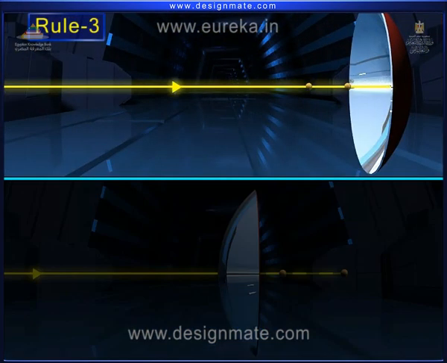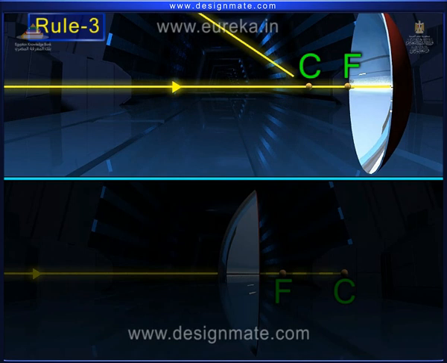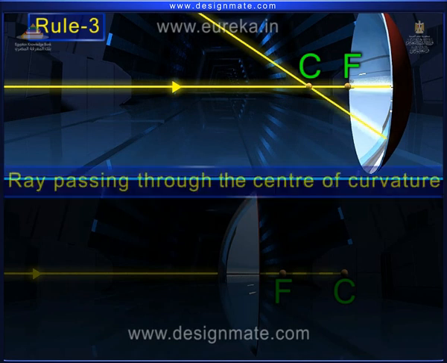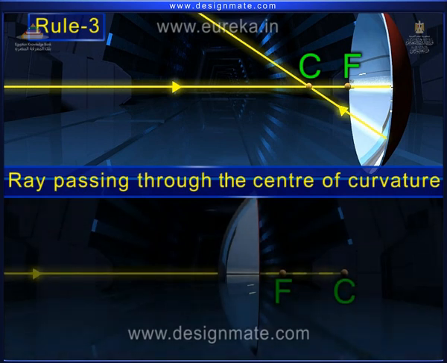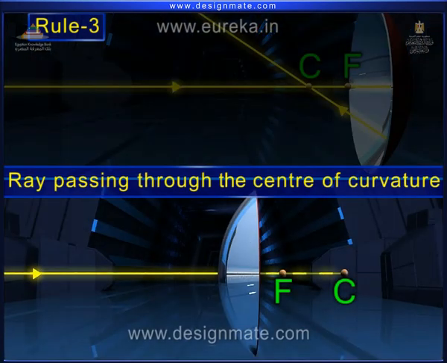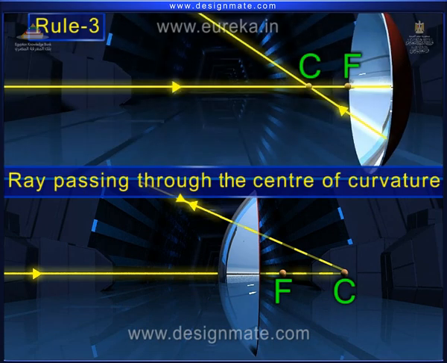3. A ray of light passing through the center of curvature of a concave mirror after reflection will not undergo any change in path. Rather, it retraces its own path. Similarly, in the case of a convex mirror, the ray of light directed towards its center of curvature after reflection is reflected back along the same path.